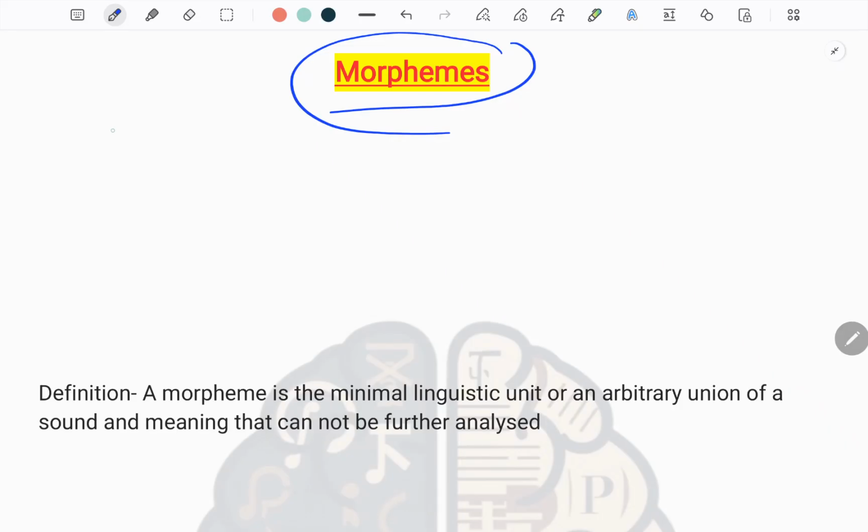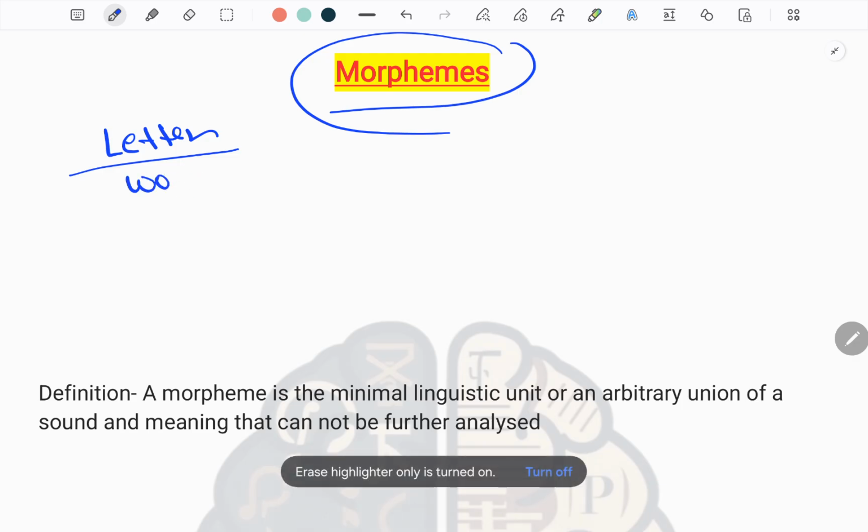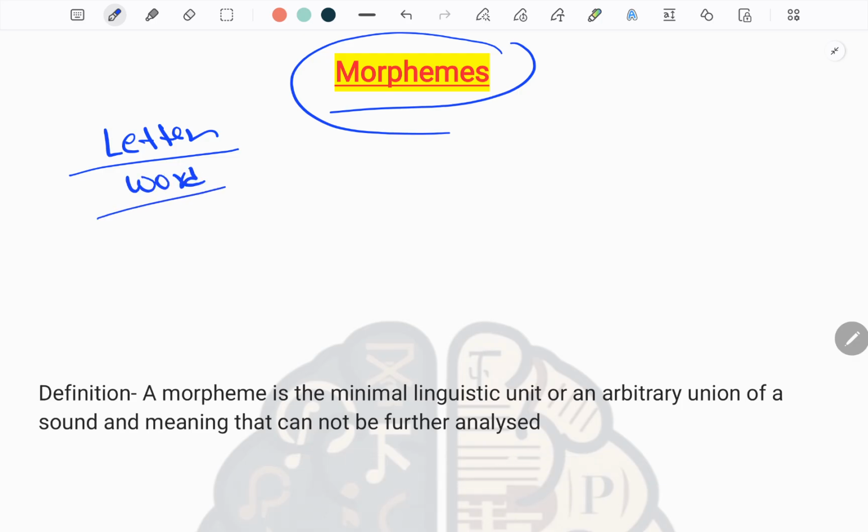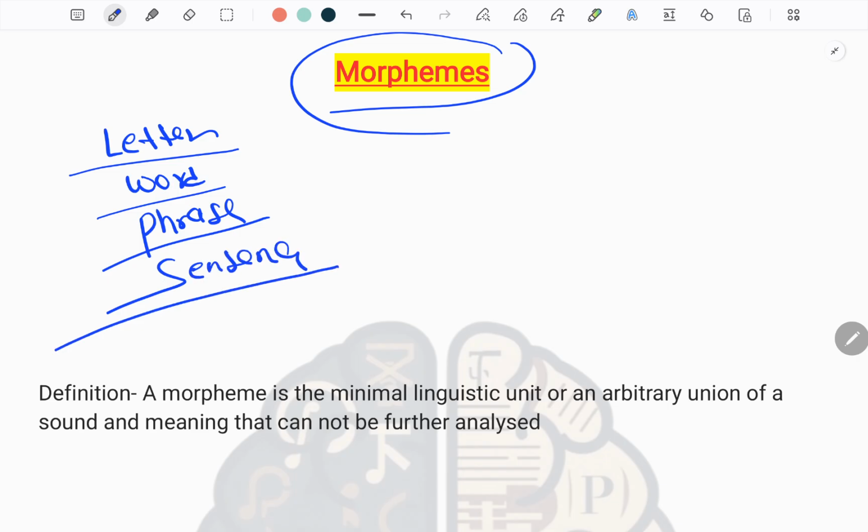Like, we already know about letters, we know about the word, we know about phrase, we know about sentence. Sometimes we get confused with their definitions, but here at first we will clear up the definitions with examples of all these components, and after that we'll discuss morphemes in detail.